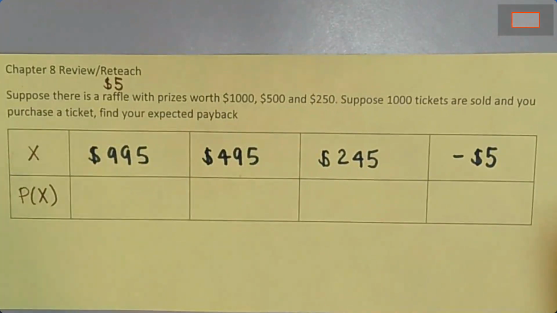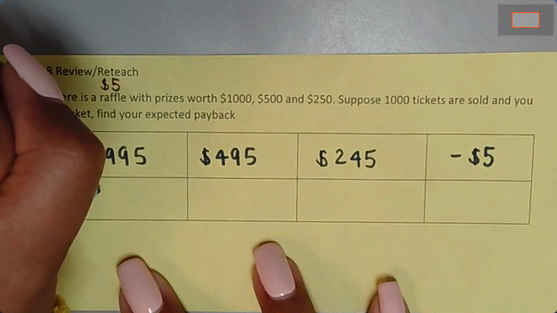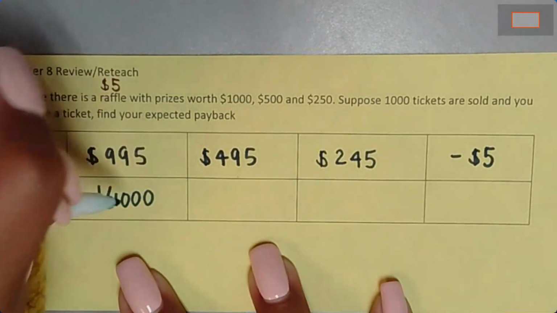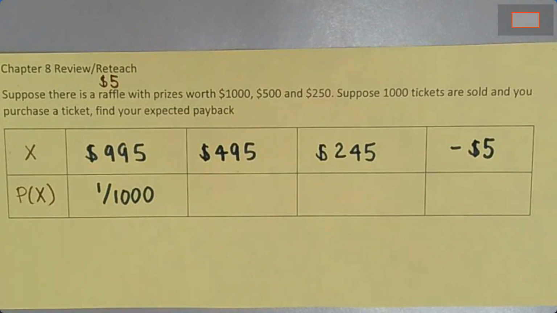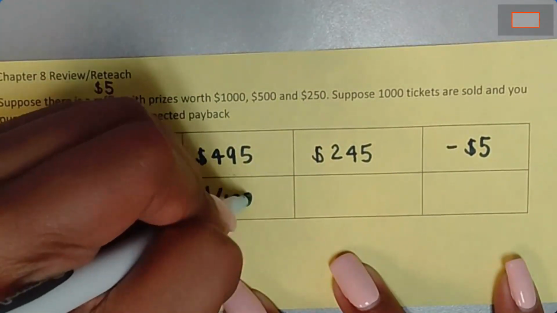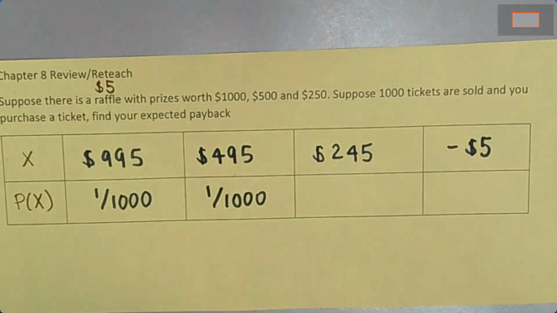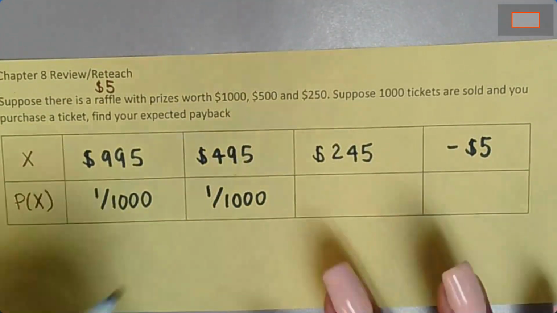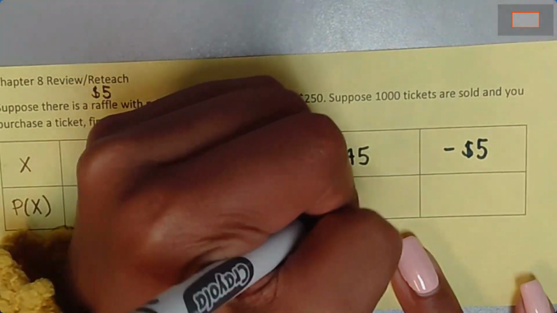Now we have to find the probability of that happening. There are 1,000 tickets being bought. How many of those 1,000 have the prize of $1,000? 1, right? So the probability is going to be 1 out of 1,000. Now, how many have the $500 prize? Same thing, right? 1 out of the 1,000 tickets. And then, same thing for the $250 prize. It'd be 1 out of 1,000.